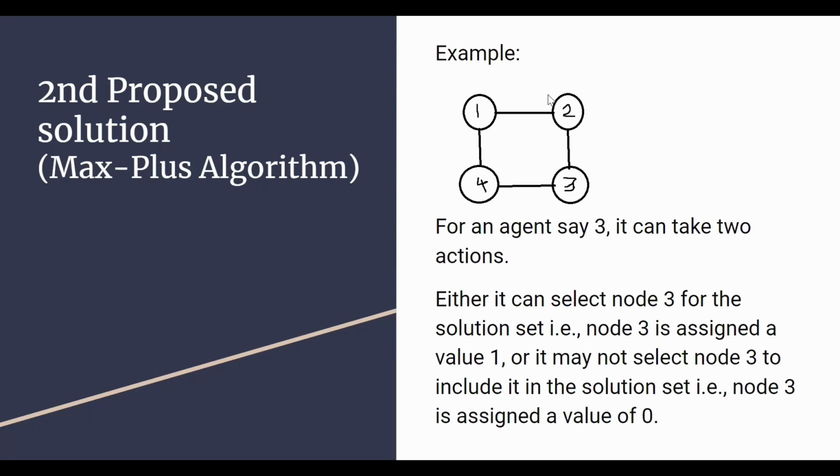So taking an example of action space, let's say for an agent, say 3, we can take two actions. Either it can select node 3 for the solution set, that is node 3 is assigned a value 1, or it may not select node 3 to include it in the solution set. That is node 3 is assigned a value 0. So assigning a value to a node is our action, we can say.